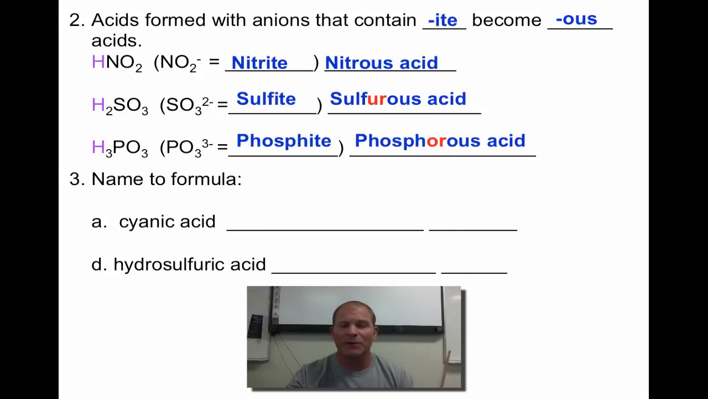Now be careful with this one, because remember, phosphorous acid is OUS, while phosphorus as an element is ORUS. So the phonics can throw you off. Be careful about that.